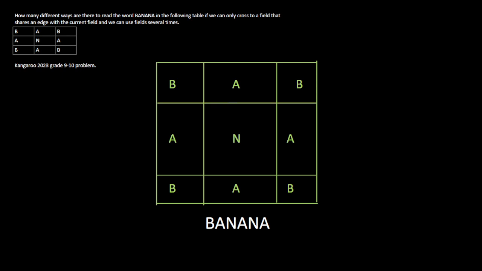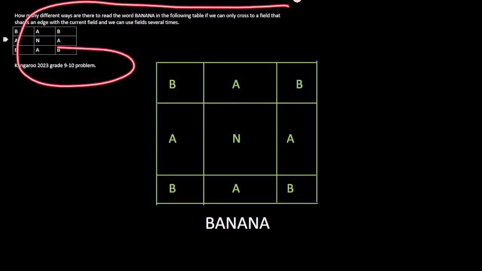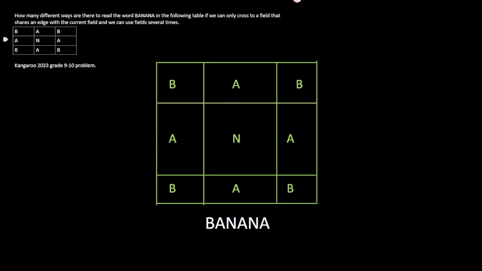In today's video, we're going to be solving this problem from the Kangaroo 2023 grade 9 to 10 question paper. The problem states: how many different ways are there to read the word banana in the following table if we can only cross to a field that shares an edge with the current field, and we can use fields several times? So basically, if you don't know what that means, I'll summarize it for you.